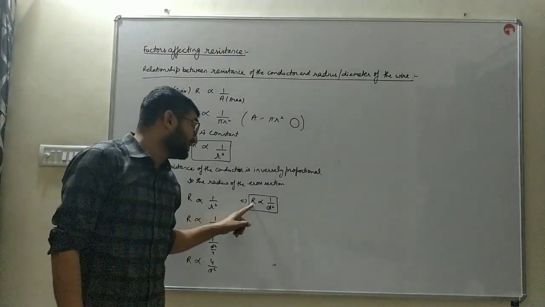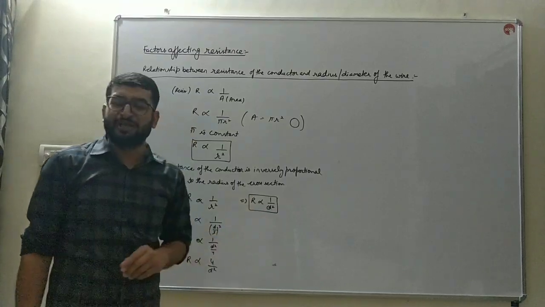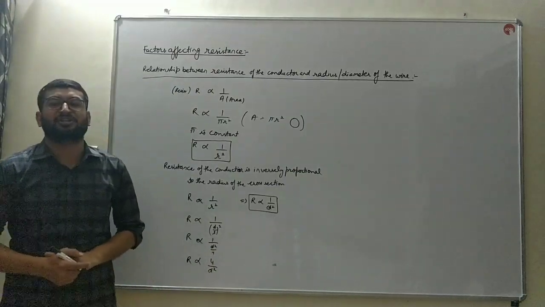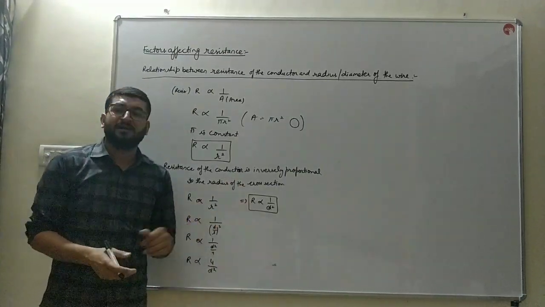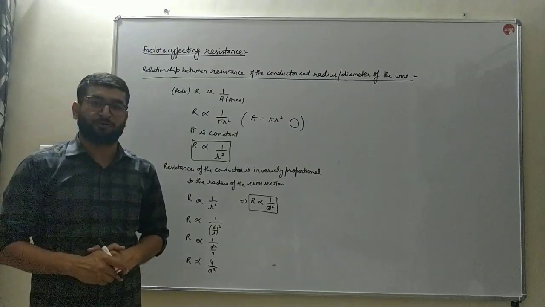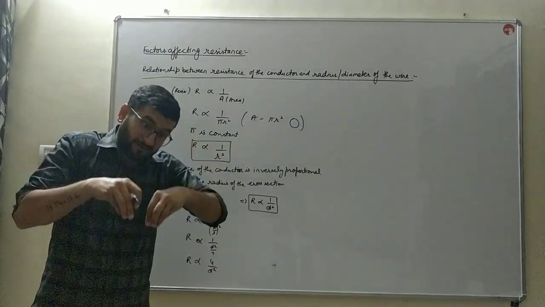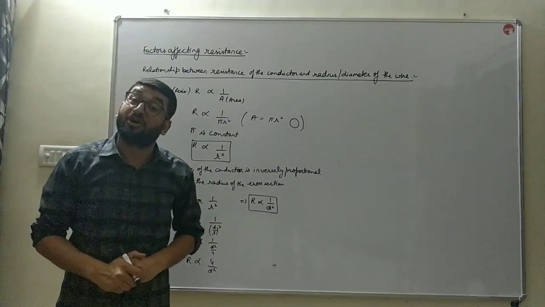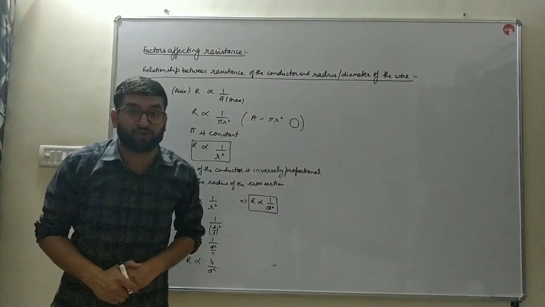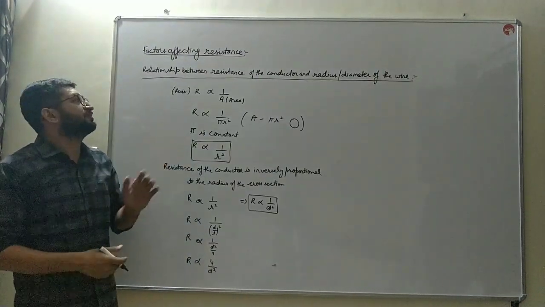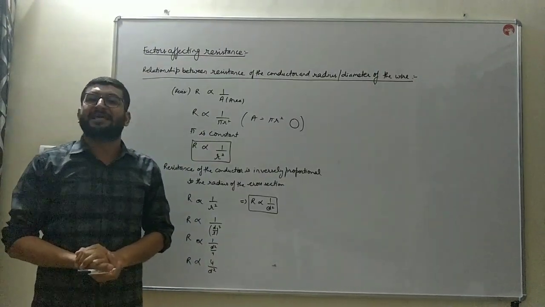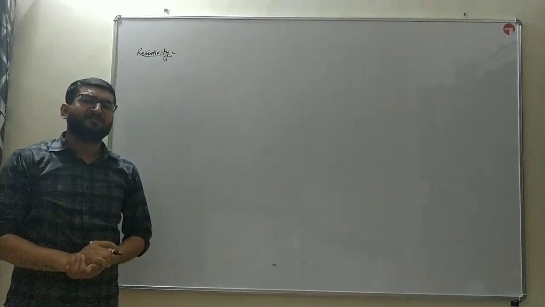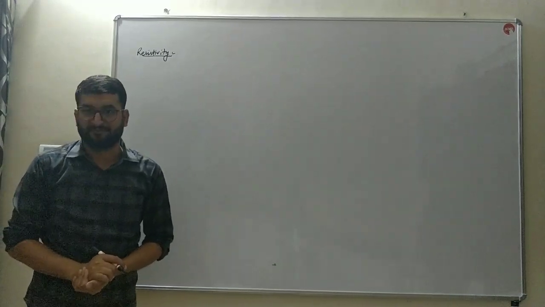So resistance is inversely proportional to the radius square as well as to the diameter square. If diameter is doubled, then resistance is 1/4. And if diameter is 1/3, then resistance will become 9 times, because it is related to the square proportional. So that is the relationship between the resistance of the conductor with area, with the radius and the diameter of the cross section. Now we will discuss more about the resistivity.